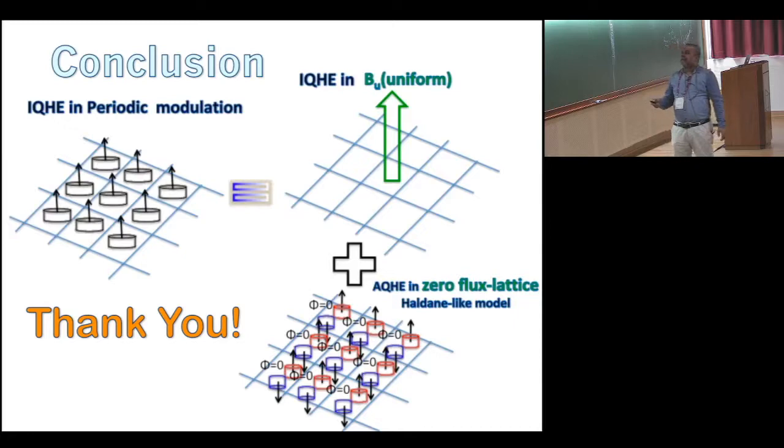So this is the conclusion. IQH in periodic modulation is equal to IQH in a uniform magnetic field plus the anomalous quantum Hall effect, this Haldane's quantum Hall effect in a zero flux lattice. That is essentially nothing but a Fourier transformation. So that's what it is, and thank you for your attention.